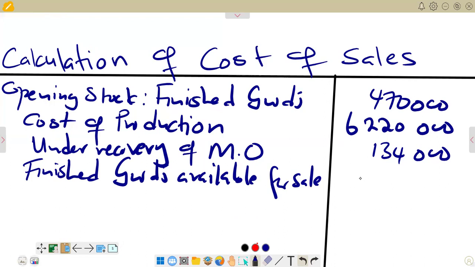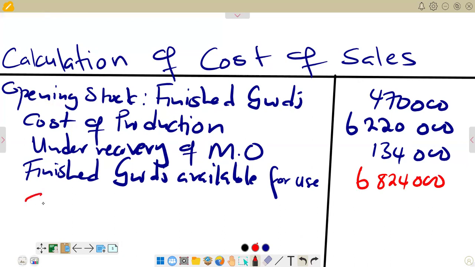Then finished goods available for use. Finished goods are available for use. Then the figure that we have, we add your 470,000 plus 6,220,000 plus 134,000. You're going to get your 6,824,000. There's your finished goods available for use.